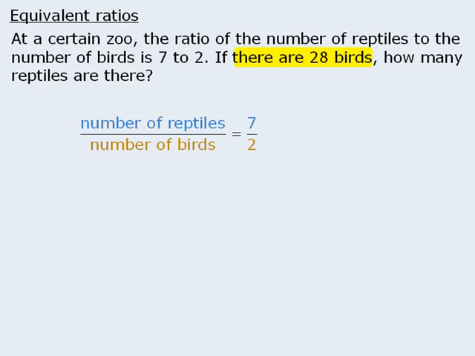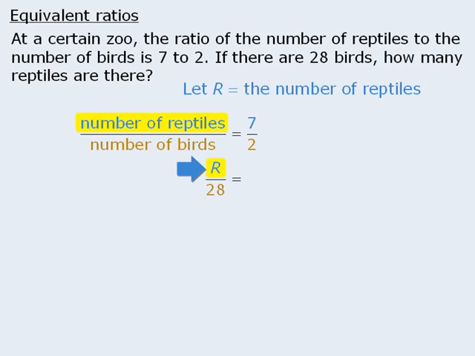The question also tells us that there are 28 birds. So we can replace the number of birds here with 28. Now, we don't know the number of reptiles. In fact, the question asks us to find this number. So let's let R represent the number of reptiles at the zoo, and then replace the number of reptiles in our ratio with R. Now, this ratio, we are told, is equal to 7 to 2.